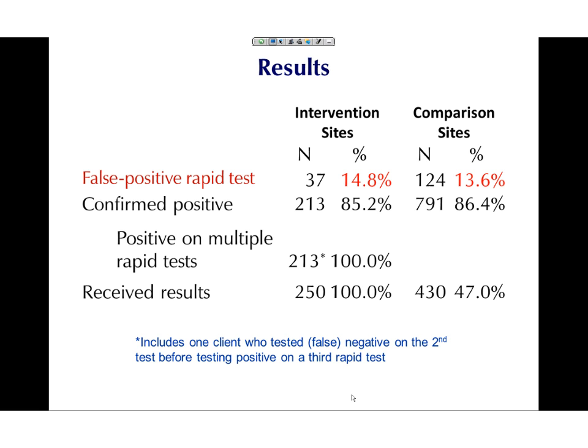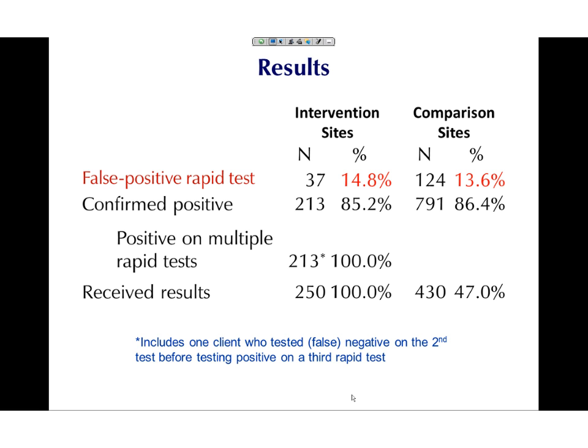I do want to point out that in the rapid test algorithm site, there was one client who tested positive on the first test, negative on the second test, and then positive on the third test in order to get his algorithm results. So the algorithm, if you use just 2 tests, is not always going to be perfect. But the thing I do want to point out is that the crucial issue here is whether people get into care or not, and that was in fact the outcome of the study.